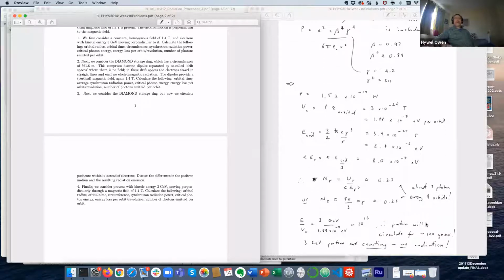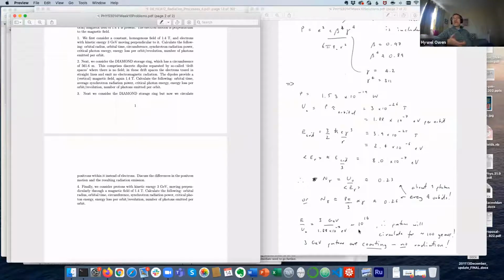Okay, so how long will these protons last? So we saw before that the electrons will radiate away all of their energy in several milliseconds. How long do the protons last? A 3 GeV proton, if it's emitting 1.8 times 10 to the minus 7 EV per orbit, will survive about 10 to the 16 orbits. That's a lot of orbits. So if I calculate the length of time, that means the protons will circulate without needing any voltage applied to them for about 100 years.